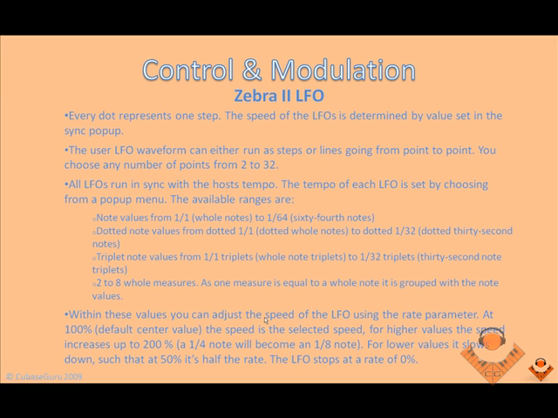Within these values you can adjust the speed of the LFO using the rate parameter. At 100%, which is the default center value, the speed is the selected speed. For higher values, the speed increases up to 200%. So a quarter note will become an eighth note at 200%. For lower values, it slows down. So at 50%, it's half the rate. Rate at 0 stops the LFO.